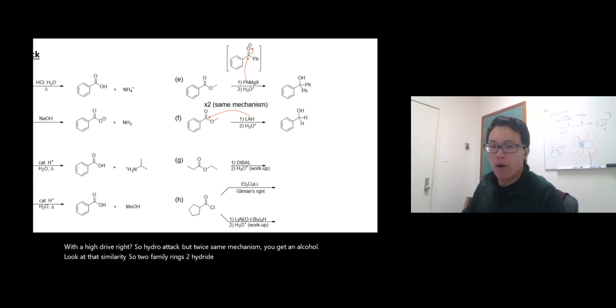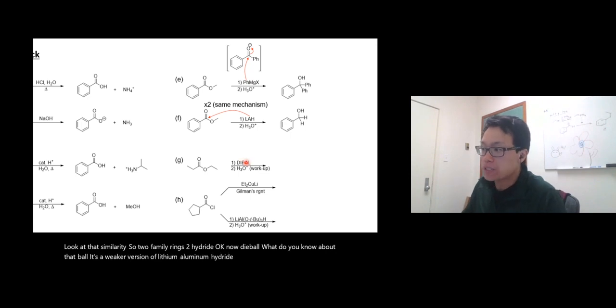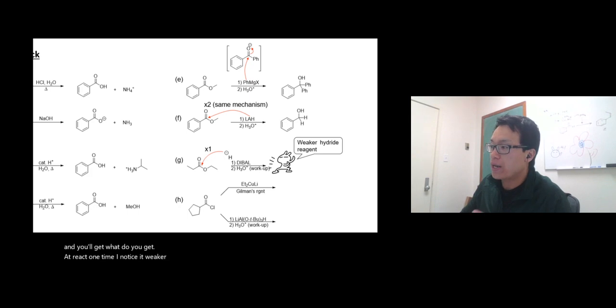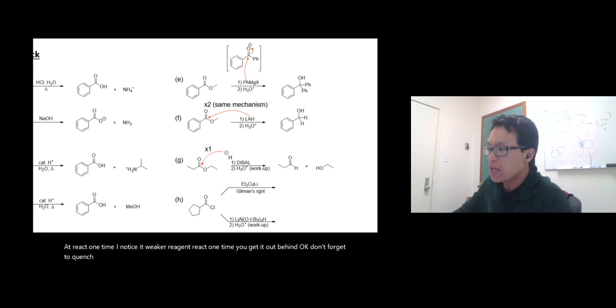Okay. Now DIBAL. What do you know about DIBAL? Well, it's a weaker version of lithium aluminum hydride. That specifically for an ester, what do you get? React one time. I know this is a weaker reagent. React one time, you get an aldehyde. Okay. Don't forget to quench at the end too.